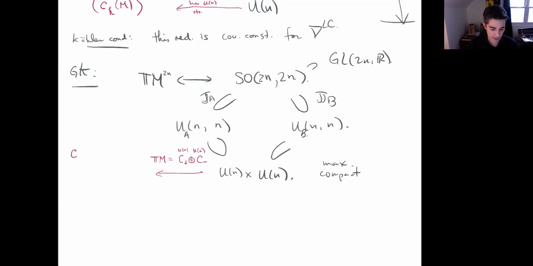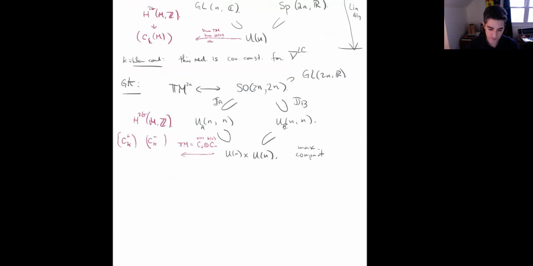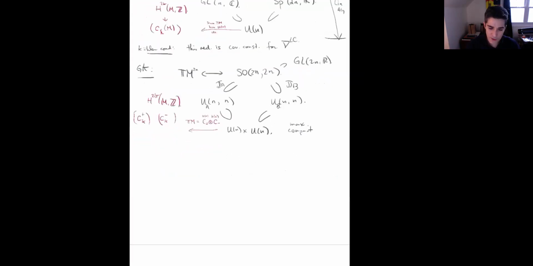And so you're going to get c_k^+ and c_k^-. You get two sets of Chern classes in H^{2k}(M,Z). And in the Kähler case, those two sets will be equal. But in general, they will not be equal for a generalized Kähler structure. That was just an aside.